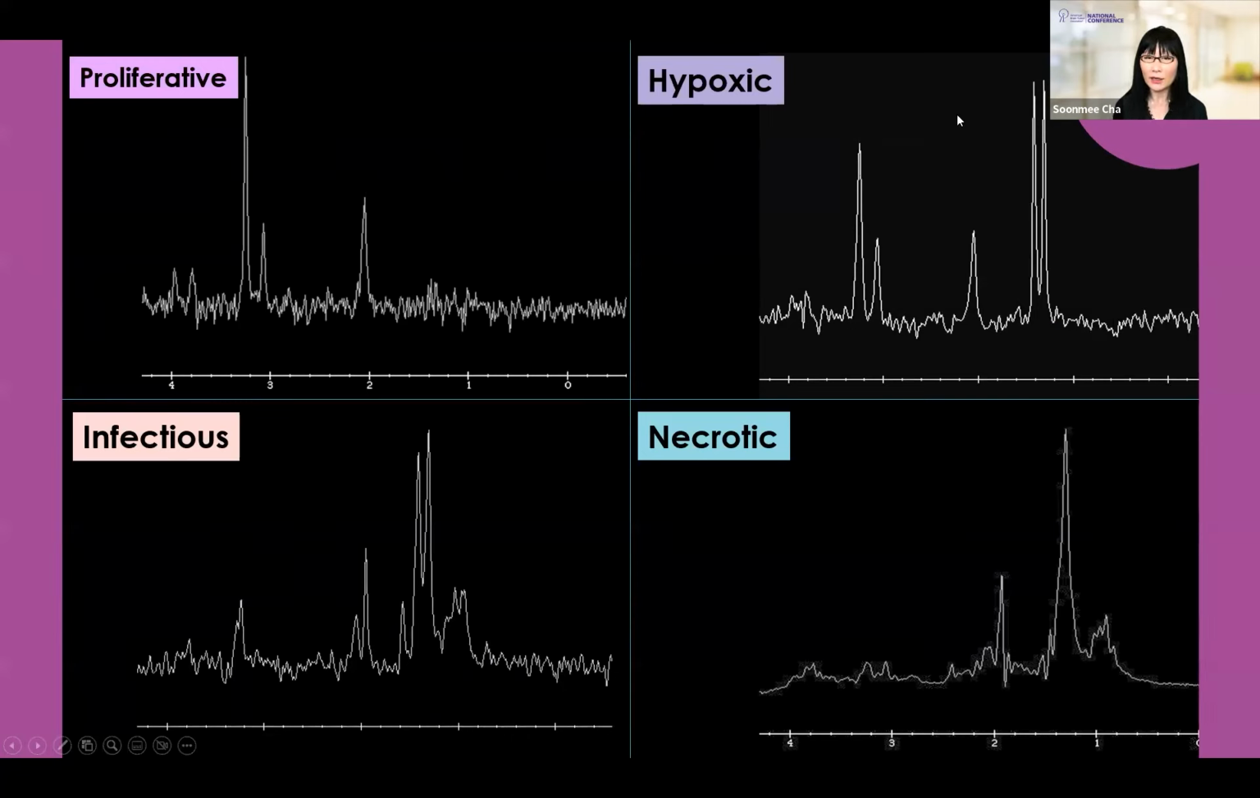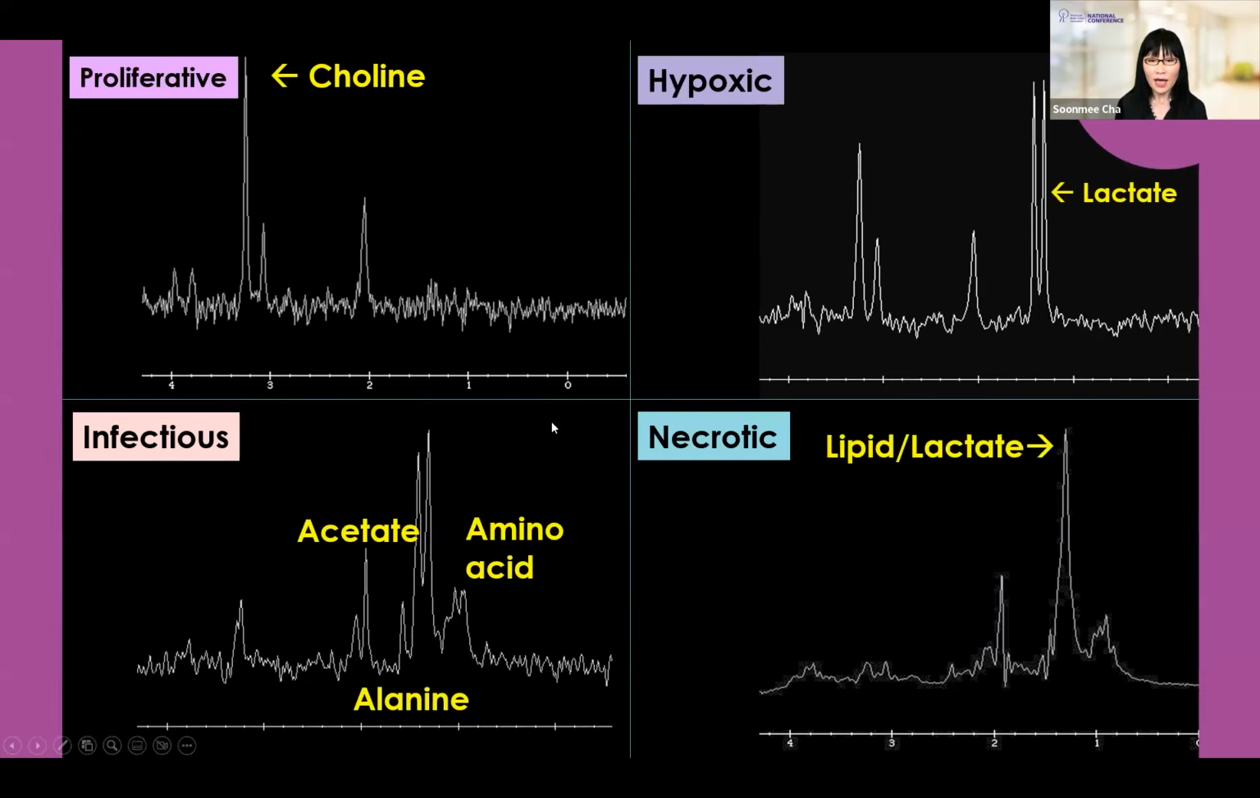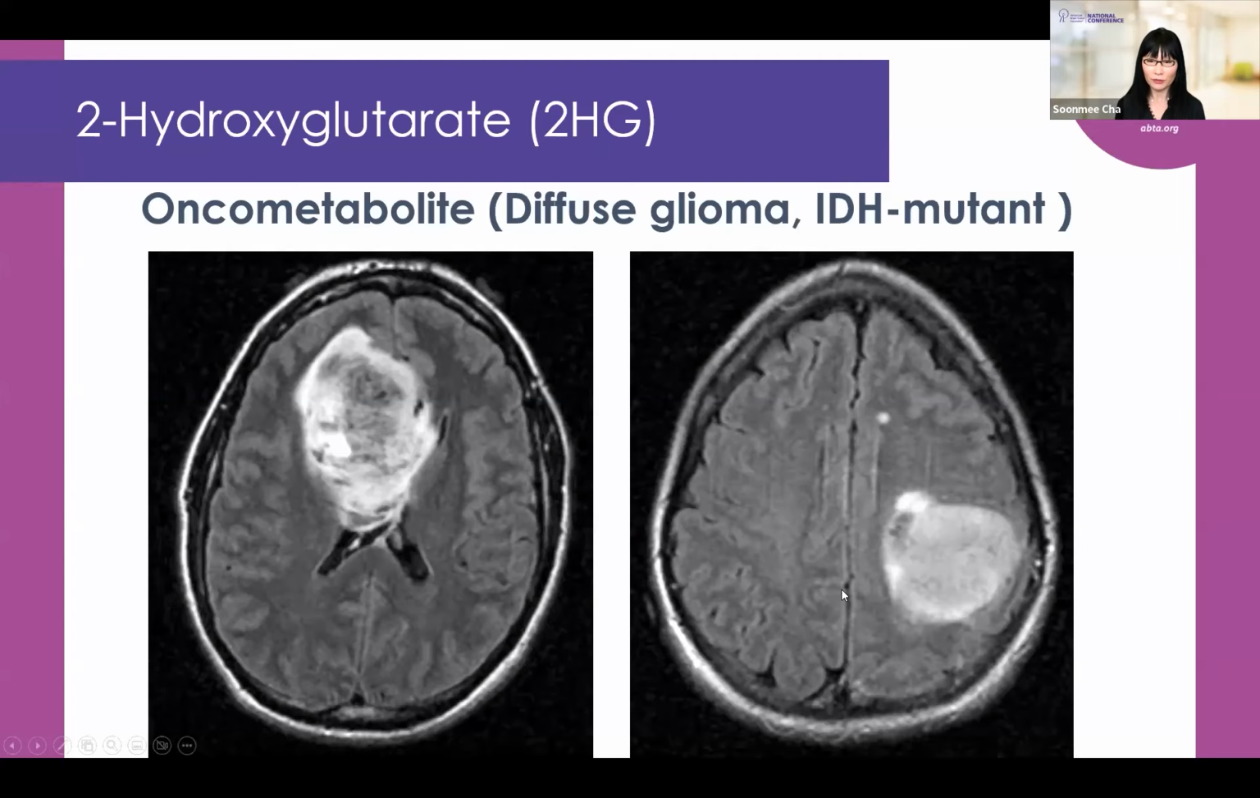Here's lactate, suggestive of hypoxic process. Here's lipid, suggestive of necrotic process. And here's infectious process. So very helpful. And these are non-invasive. Each of these spectroscopy took less than 4 minutes to gain this much metabolic information.